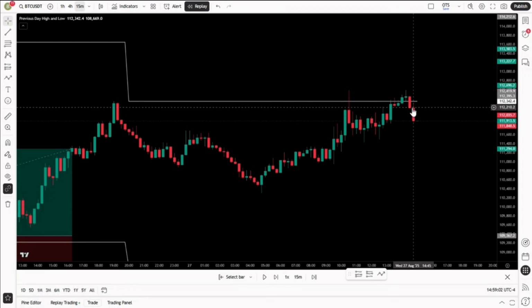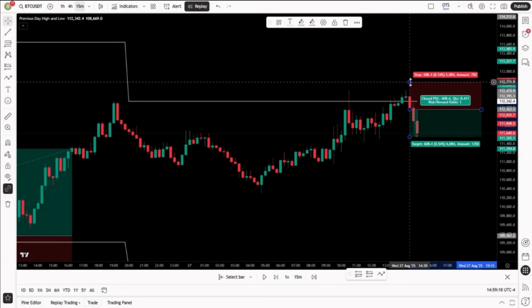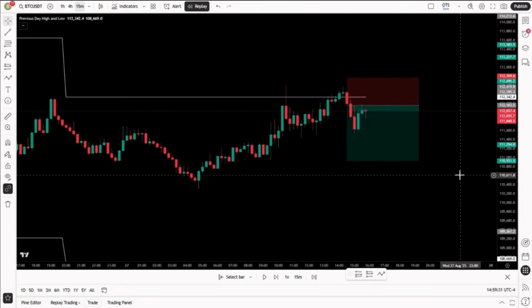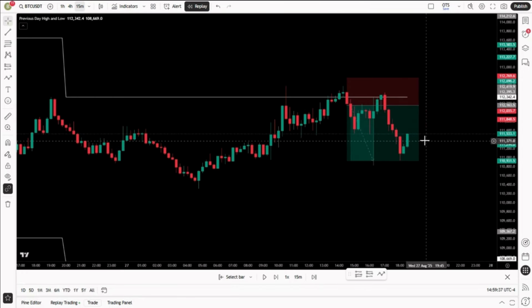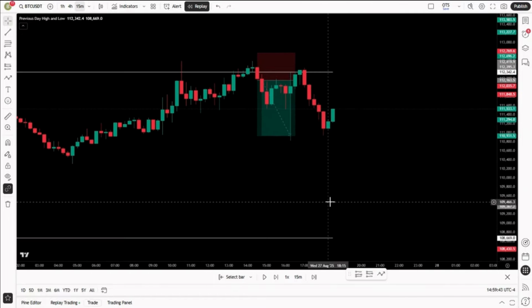The price closed a candle back inside the range, so we can simply enter a short position. We will place our stop loss above the swing high and aim for 2 risk to reward take profit. And price hit our take profit. Now we have a new trading day.